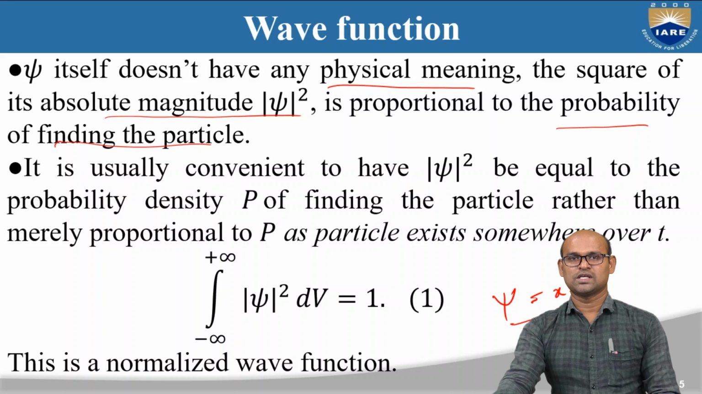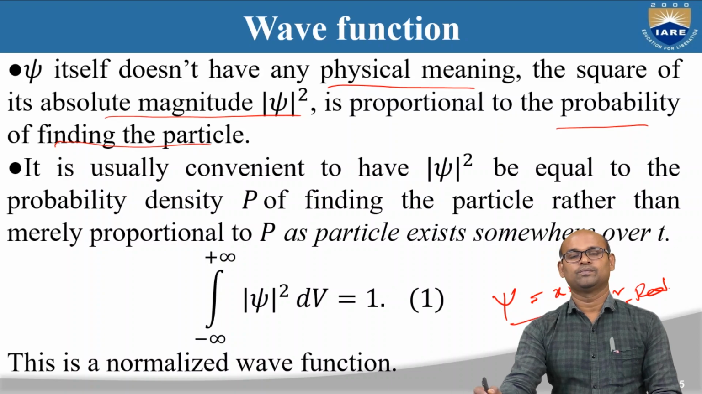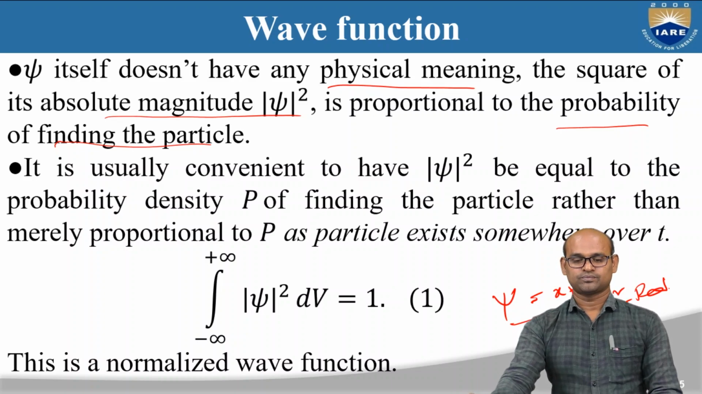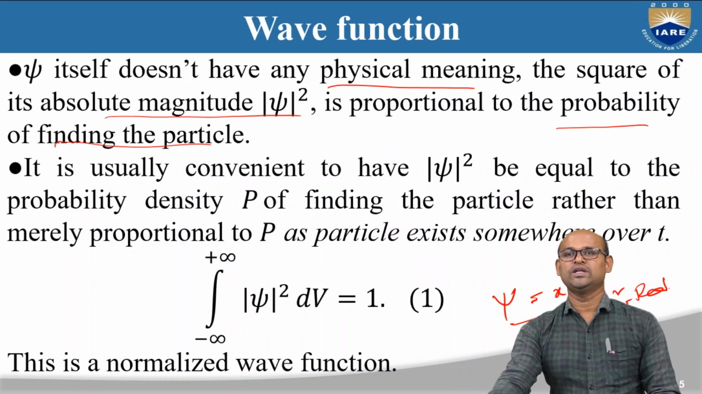So psi doesn't have any physical meaning directly, but you can calculate mod psi square, which is x square plus y square, and is real. It is a real quantity, and it tells us about the probability of finding the particle. It is usually convenient to have mod psi square equal to the probability density of finding the particle, rather than merely proportional to it, as the particle exists somewhere.